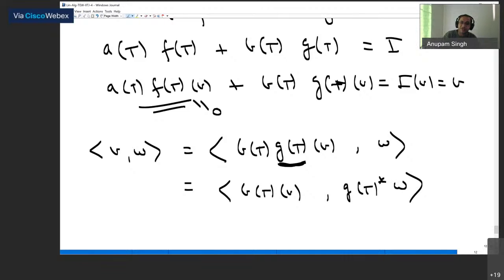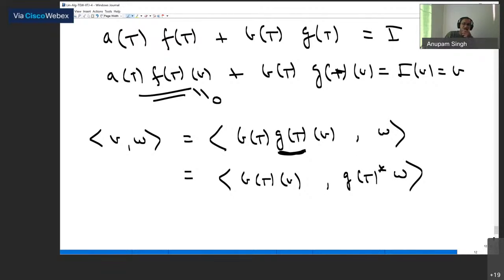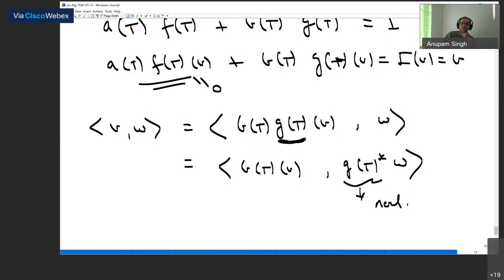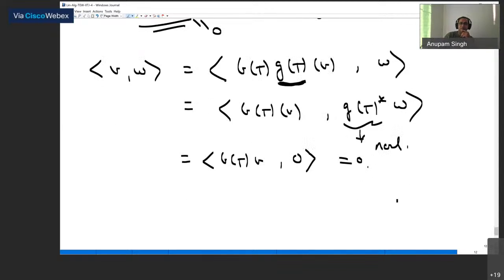But we know that since T is normal, T* is normal, so g(T) is also normal, and for a normal operator the kernels of g(T) and g(T)* are the same. So w is killed by g(T), so it is also killed by g(T)*. So this part is 0. This becomes ⟨b(T)v, 0⟩, and hence I get 0. So this is why v and w are perpendicular.